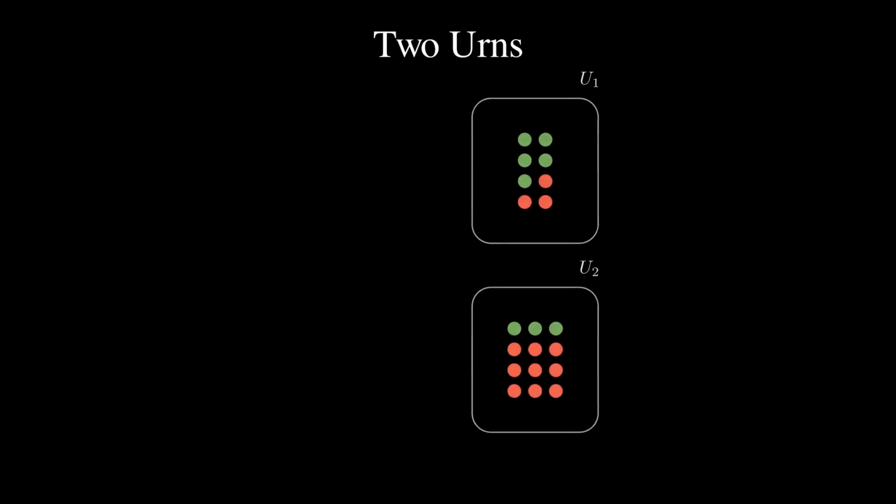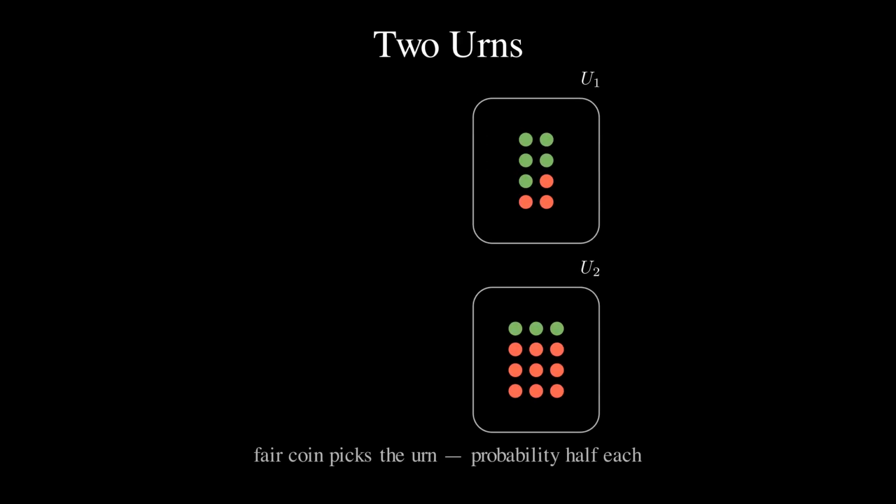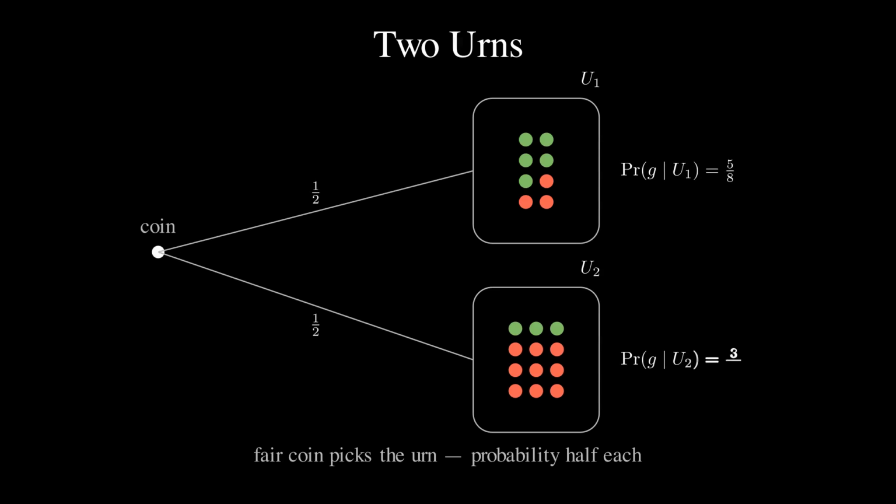Two urns sit on a table. The first holds 5 green balls and 3 red balls, the second 3 green and 9 red balls. We flip a fair coin to pick an urn, each with probability 1/2, then draw a single ball. What is the probability it's green? Condition on the urn. If we picked urn 1, green has probability 5/8. If we picked urn 2, green has probability 3/12, 1/4.